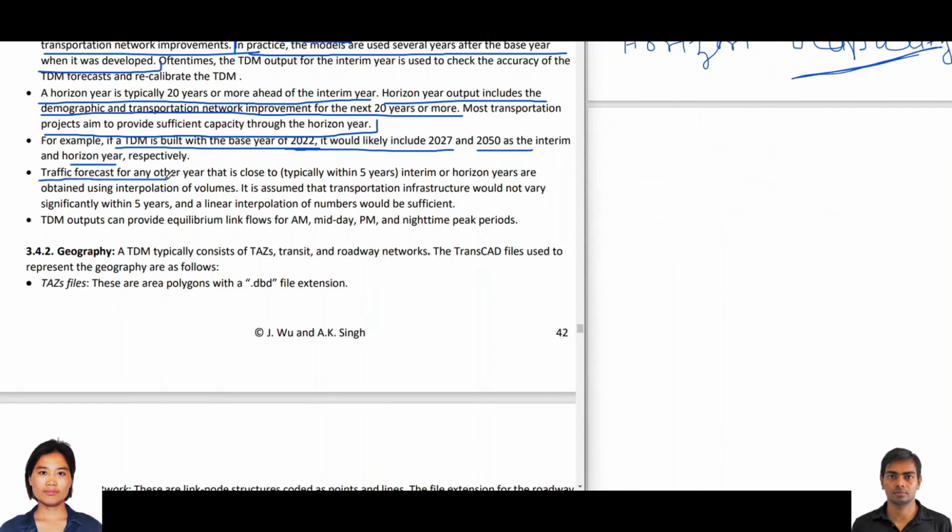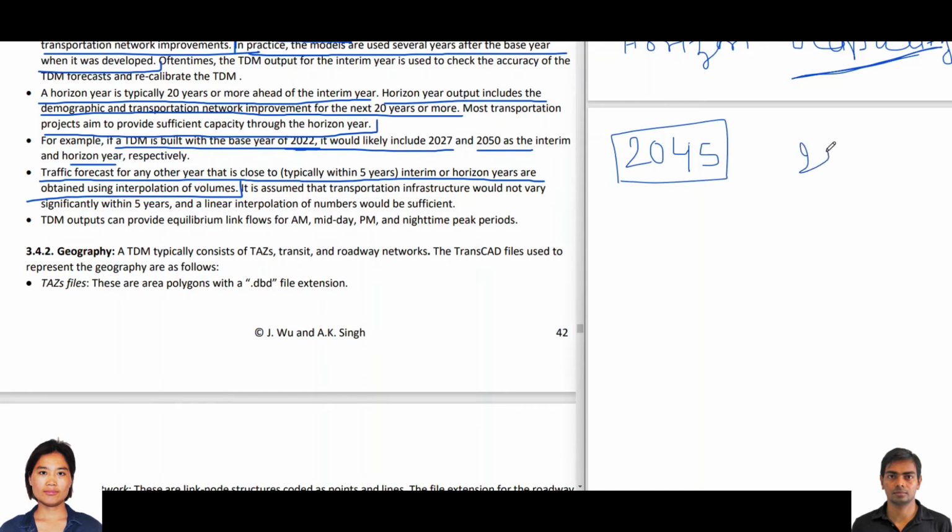Traffic volume forecast for any other year that is close to, typically within 5 years of, interim and horizon years are obtained by interpolation of volumes. This is another important point. So let's say our MPO model is giving output for 2045, but for the roadway project we need the design year to be 2047, for example.